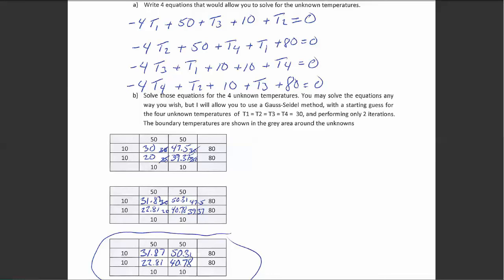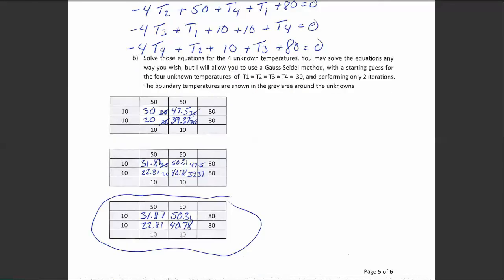I took these four numbers and I wrote them very small in the lower right hand corner of these boxes, and then I did the average of the neighbors of this one using the values that drop down here. Then I moved over to the next one, but this new average included the 31.87. Moved over here, but this new average included the 31.87 as well. Moved over here, but this new average included the 47.5 and the 22.81, etc.